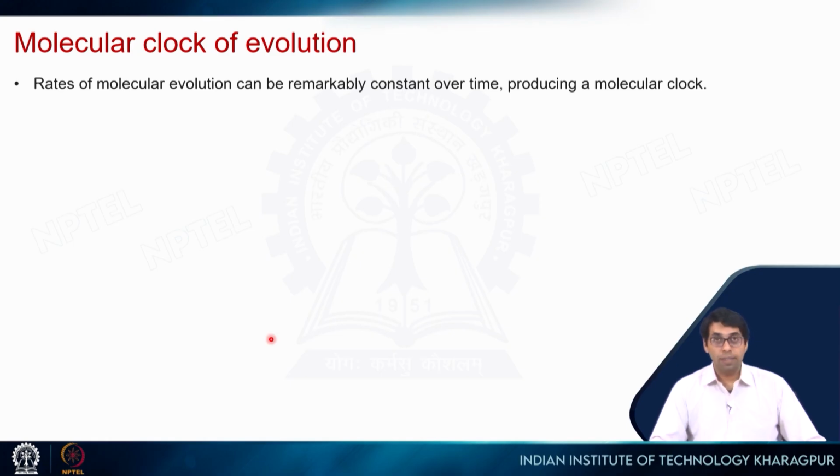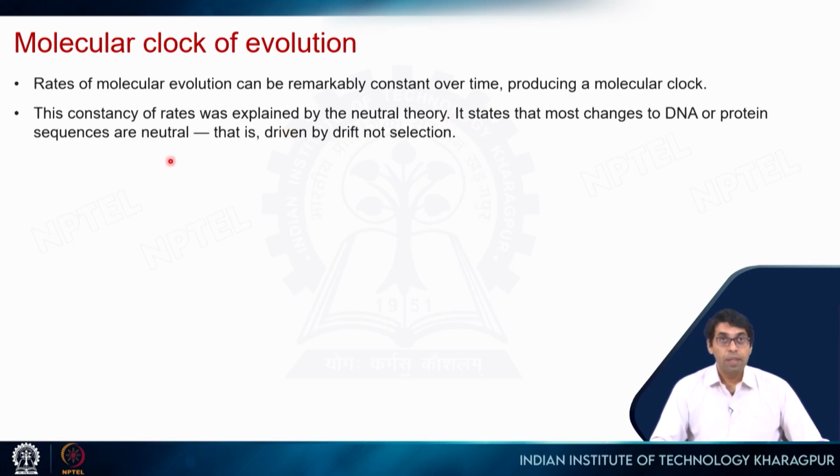So, this is something that is referred to as a molecular clock. Molecular clock is based on the rate of molecular evolution, which can be remarkably constant over time. This is one of the major hypotheses of a molecular clock, right. This constancy of rate was explained by the neutral theory. So, what is a neutral theory? It states that most changes to DNA or protein sequences are neutral. That is, they are driven by drift, not by selection.